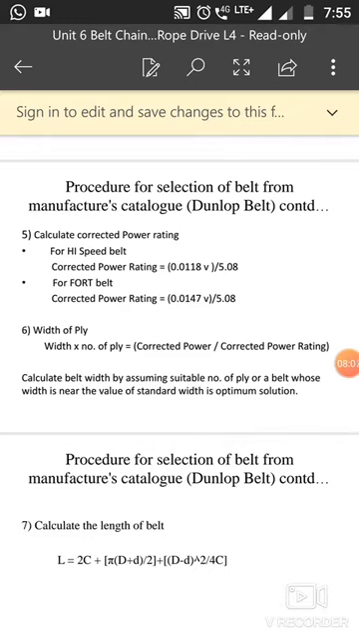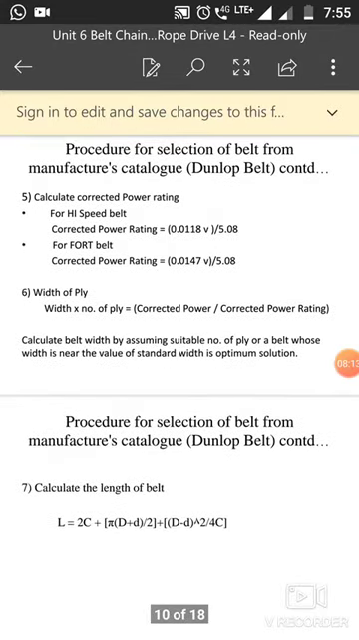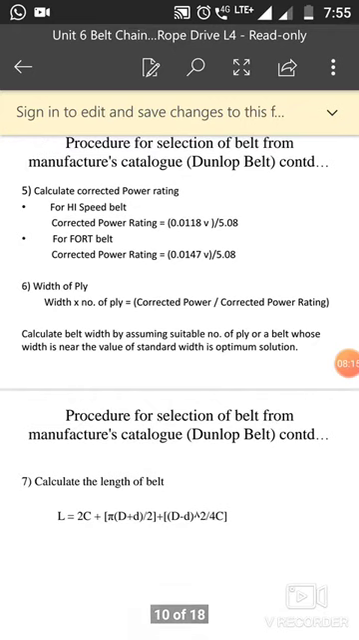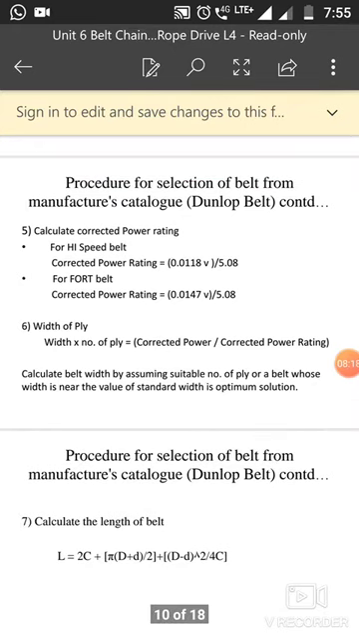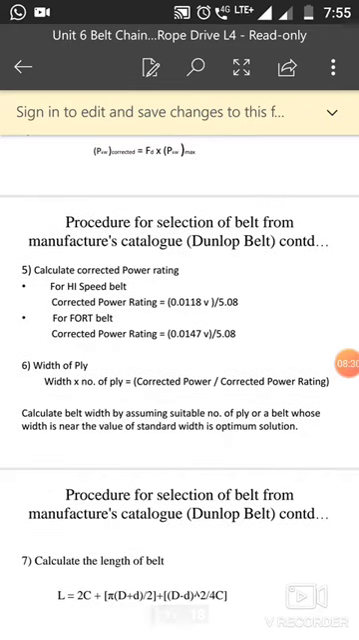So your velocity is different from the power rating prescribed at 5.08. So you have to calculate a corrected power rating by those formulas for the high speed belting, because this power rating of 0.0118 kilowatt is the power rating for the high speed belt having a 1 mm width.